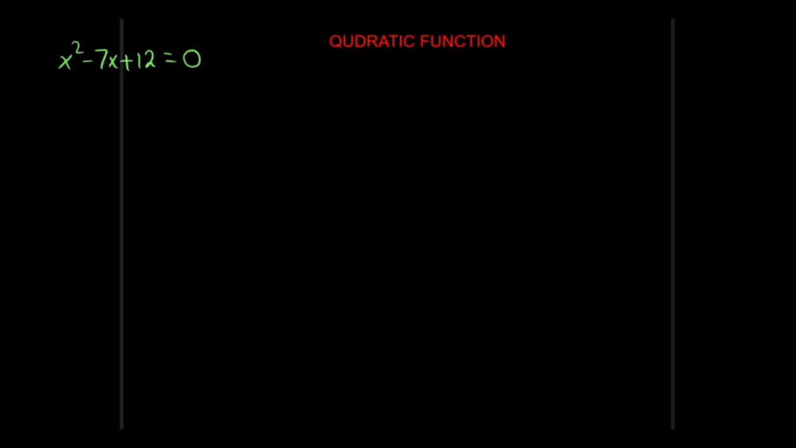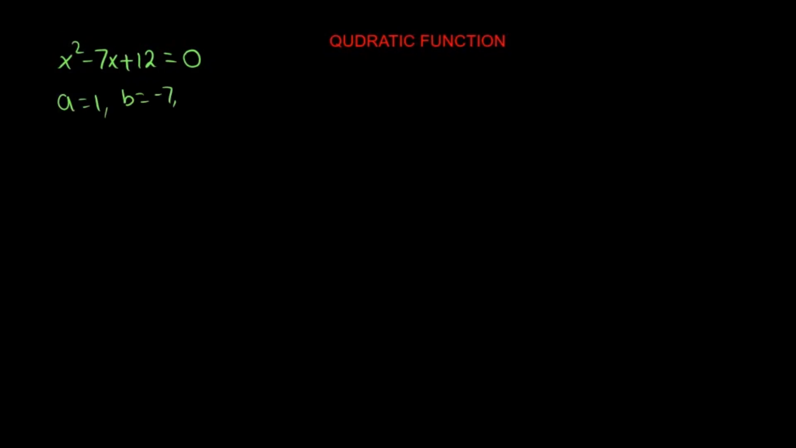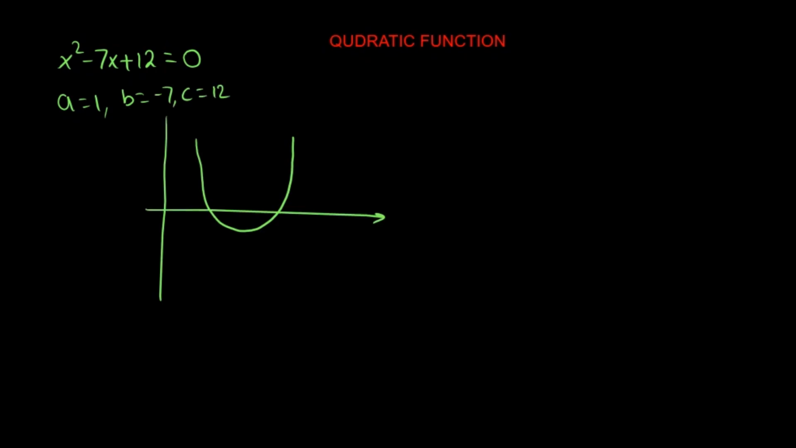In this given quadratic equation, a is 1, b is -7 and c is 12. Let's draw it on a graph paper. The shape is a parabola. I will draw the x and y axis. When you solve this equation using quadratic formula, you get x as 3 or 4. This means the parabola will cross the x-axis at 3 and at 4.